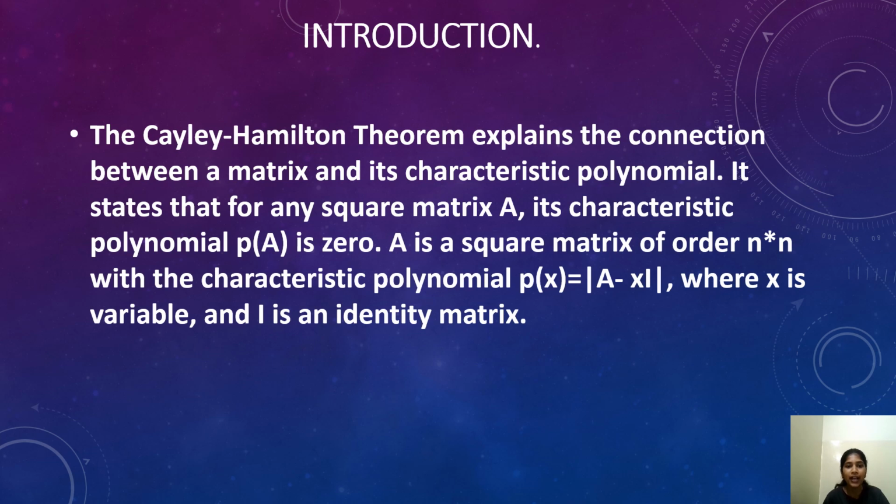Introduction. The Cayley-Hamilton theorem explains the connection between a matrix and its characteristic polynomial. It states that for any square matrix A, its polynomial P of A is 0. A is a square matrix of order n cross n with a characteristic polynomial P of x equal to determinant of A minus xI, where x is a variable and I is an identity matrix.